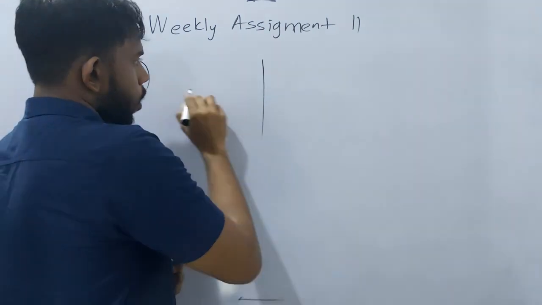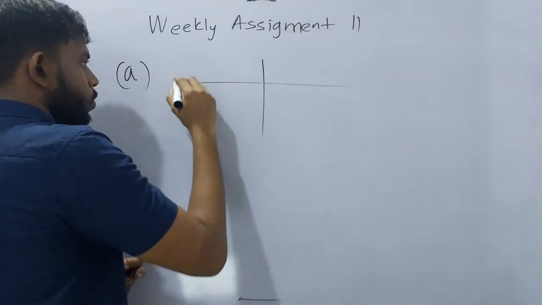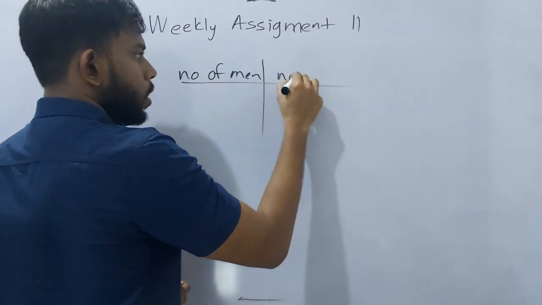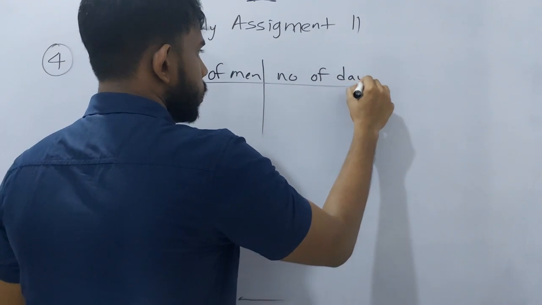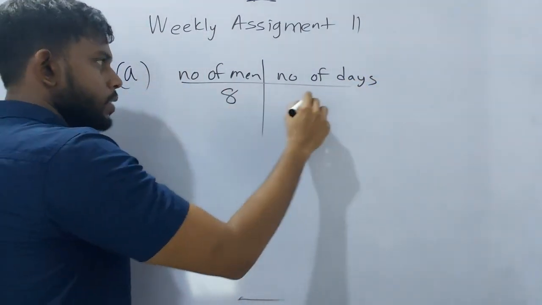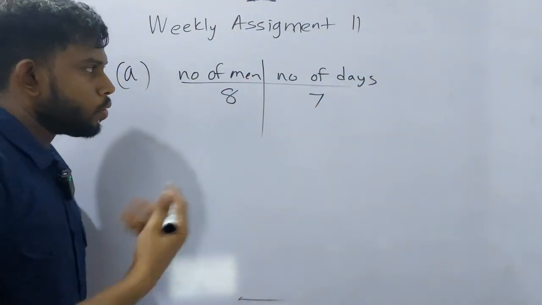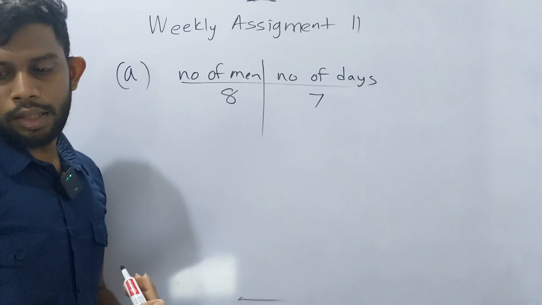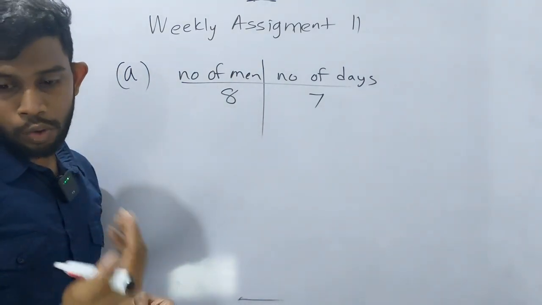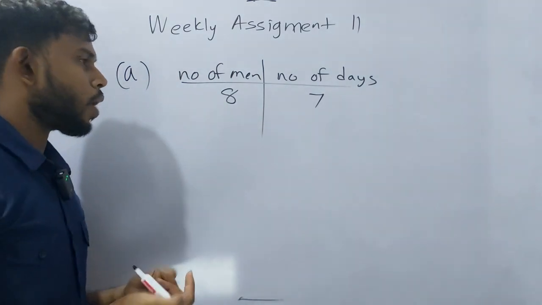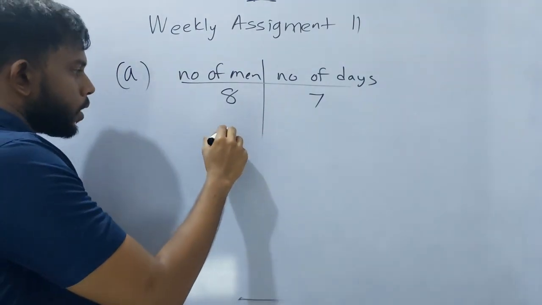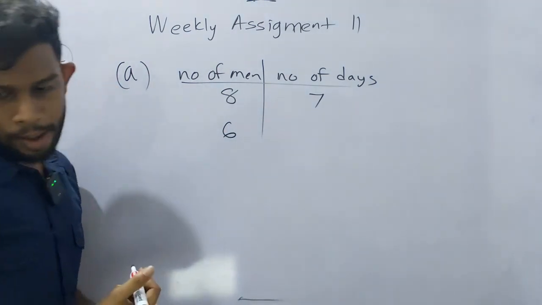So first thing is you have to make a table with 2 columns. One column is number of men, other column is number of days. So it says 8 men take 7 days to build a wall, and after 2 days of starting the work, now 2 days has been gone, 2 men were absent. So after 2 days, the number of men becomes 6 because 2 men are absent.